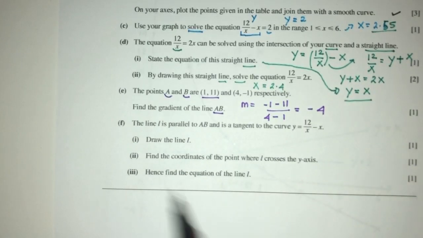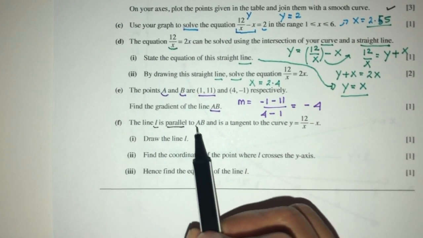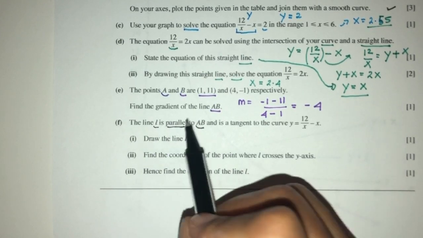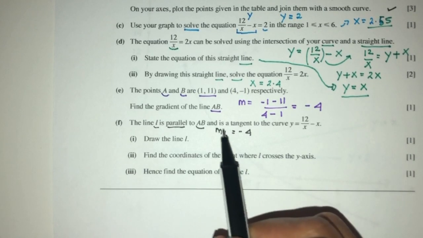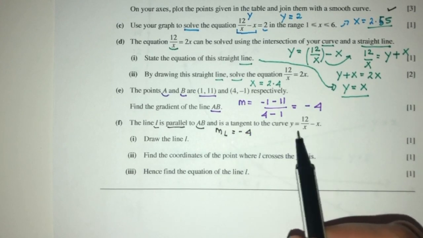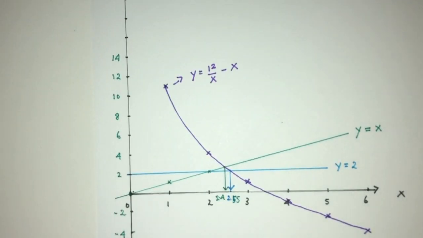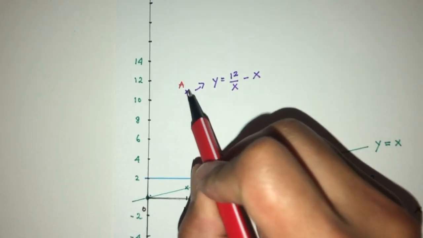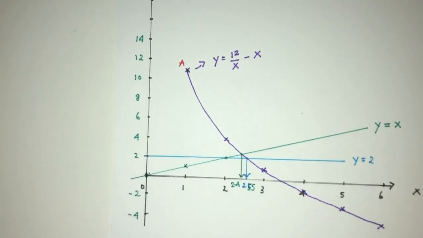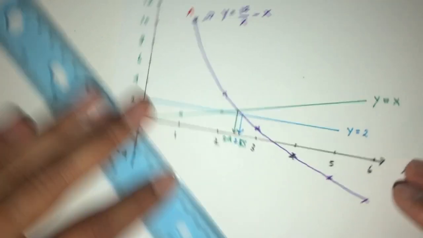Okay, what's next? So the line L is in the same direction as AB, which means the gradient of L has to be minus 4, and it is tangent to the curve. So pretty easy. Now, first thing we can do is connect the points A and B. The point A is this one. And the point B is where? It is the point 4, minus 1. Should be this one. So let's connect these two.